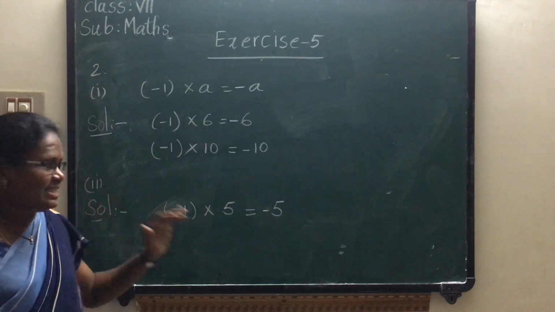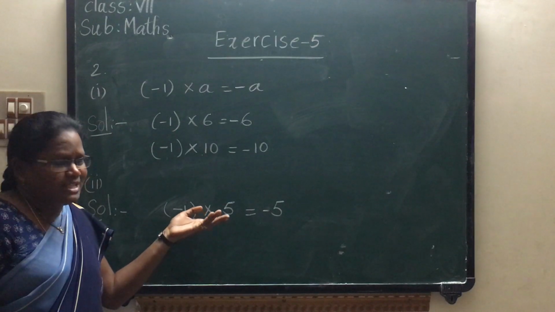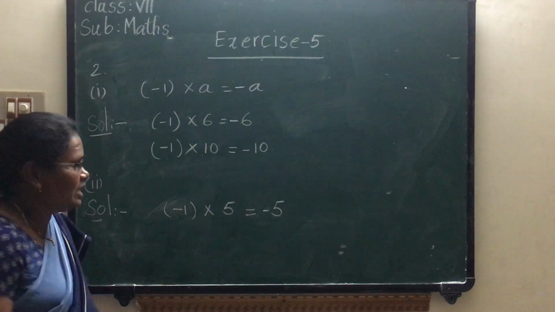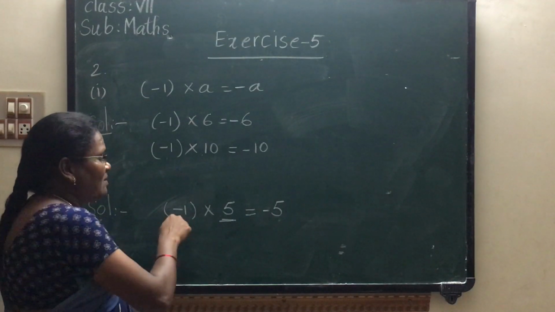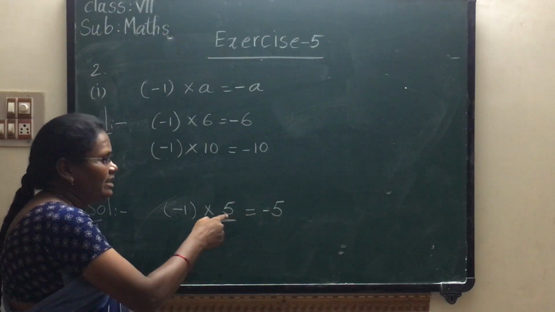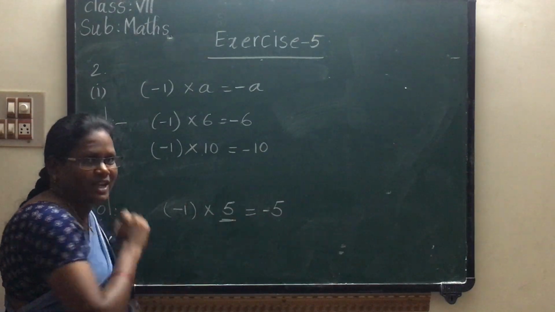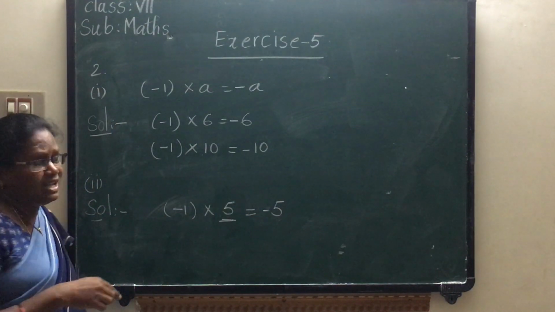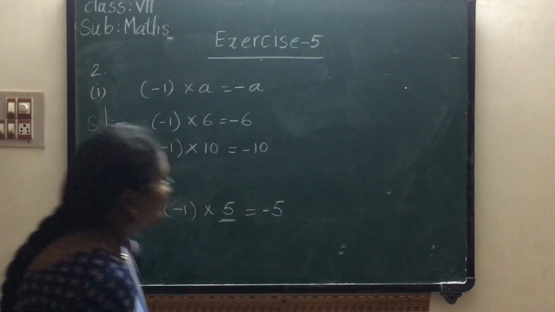Once again listen, children. Minus 1 is multiplied with a number we don't know. The product is minus 5. Minus 1 multiplied by which number gives minus 5? 5. 1 fives are 5. Minus into plus minus 5. This second sum is very important and very easy. Okay children, now third sum, third Roman.